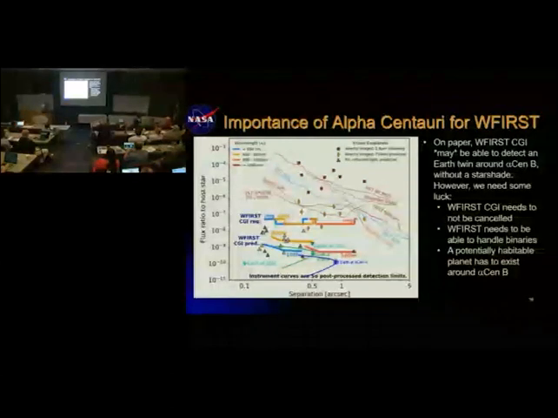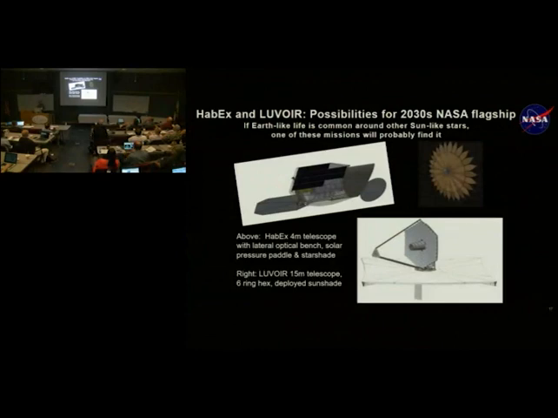Second, it needs to be able to handle binaries. We're actually charged to explore that question. And a potentially habitable planet has to exist around Alpha Cent b in the first place. Not much we can do about that, but Jesse told us that chances are between 10% and 100%, which I think are pretty good odds if we're talking about something as significant as another image of a potentially habitable planet.